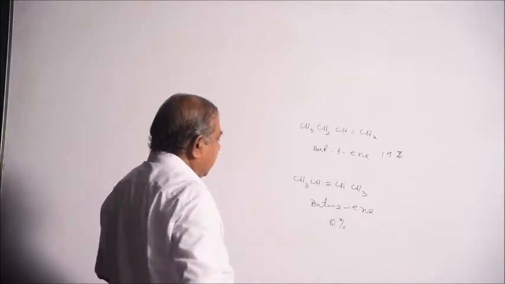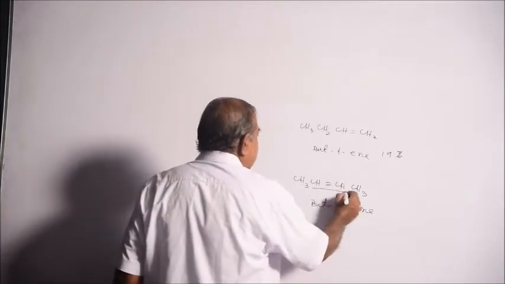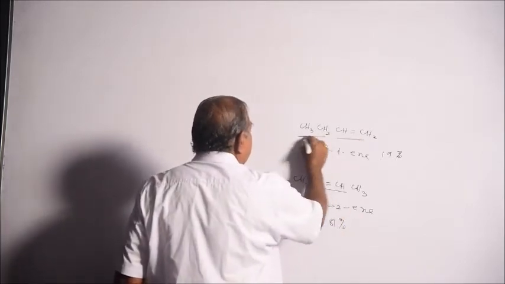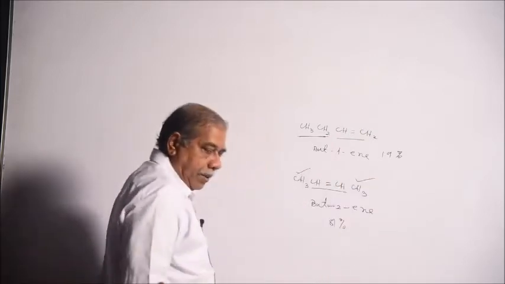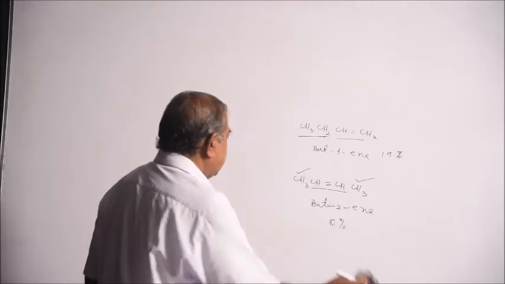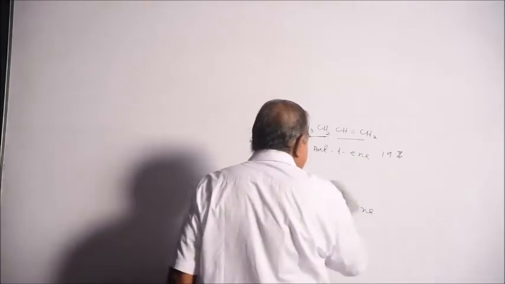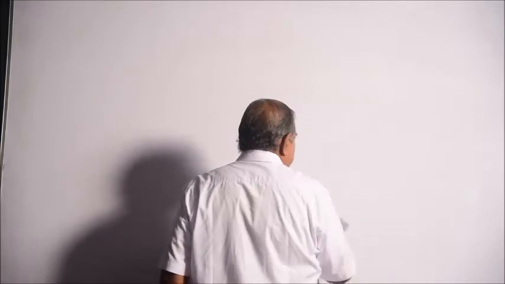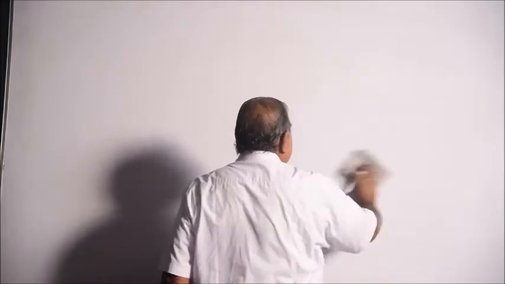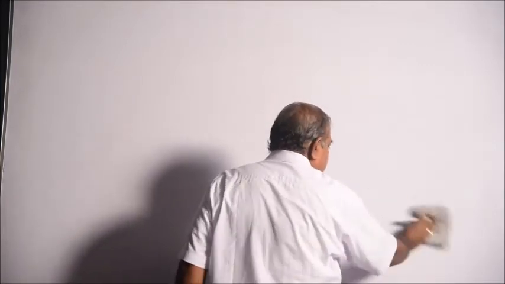Why? Because you see this is your functional group. It contains only one alkyl group, but here two alkyl groups are there. According to Saytzeff's rule, you can get an alkene which is more alkyl substituted. Therefore, 2-butene will be the predominant product compared to 1-butene.